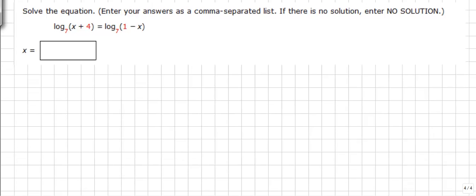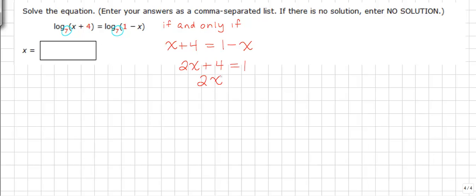Likewise, if you have single log equals single log and the bases are the same, then we can use our one-to-one property of logarithms and say that this is true if and only if x plus 4 and 1 minus x are the same value. Solving for x, since it's linear in x, this is a nice equation. Oops, be careful here. This is negative 3. This would be negative 3/2.